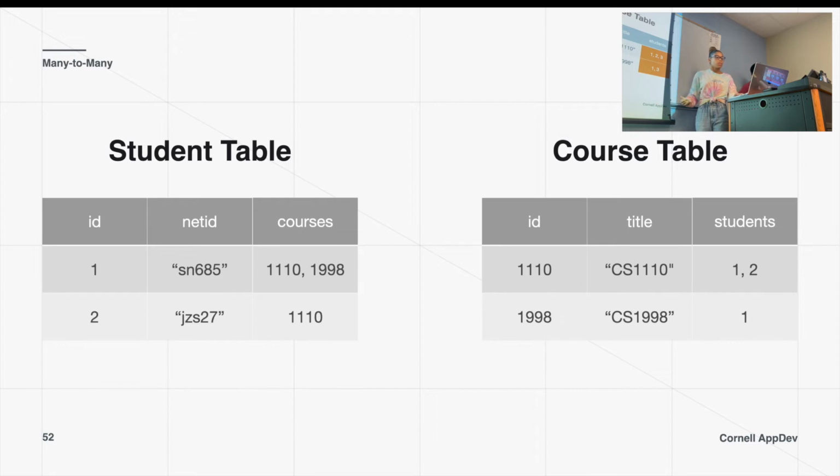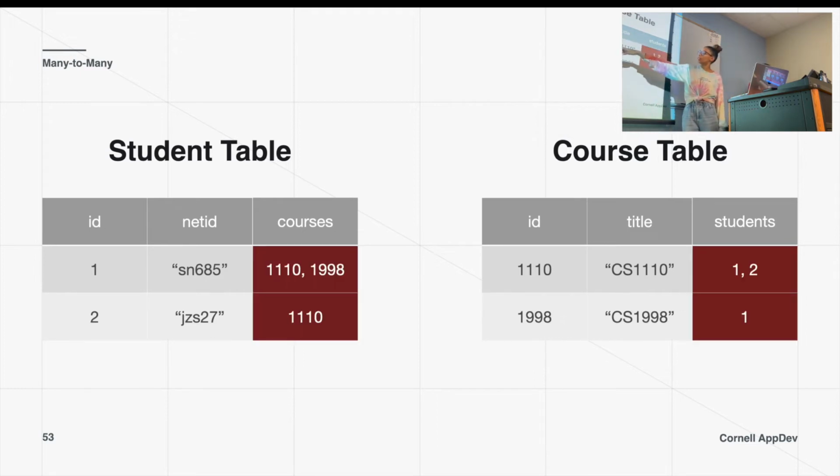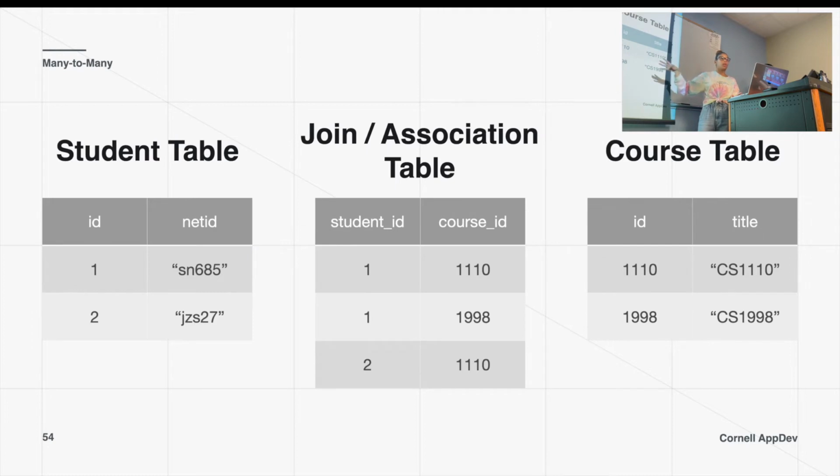So what's the solution to this? We have our courses IDs and we have our students IDs. The solution is essentially to mash them together into something that we call a joined or association table. Here we have the ID and then the net ID, and then we have the ID and the title of the course.